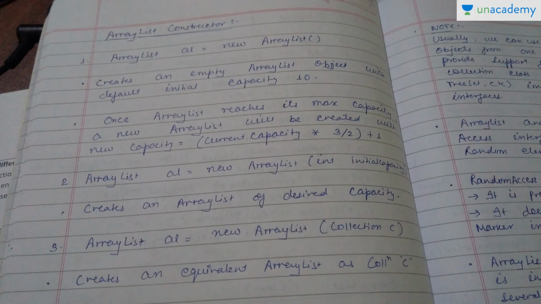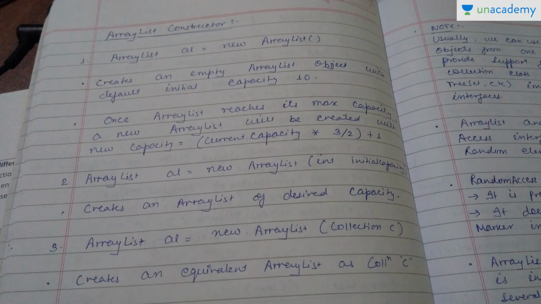If I want to create an ArrayList with our own size, meaning with our desired capacity, then there is one more constructor for that: ArrayList AL = new ArrayList(int initialCapacity). Here we provide our desired capacity, whatever capacity we want. So it creates an ArrayList of the desired capacity.